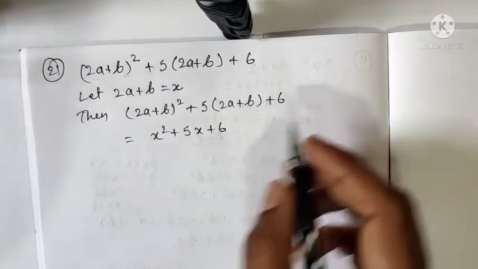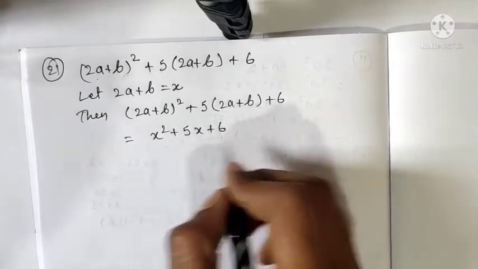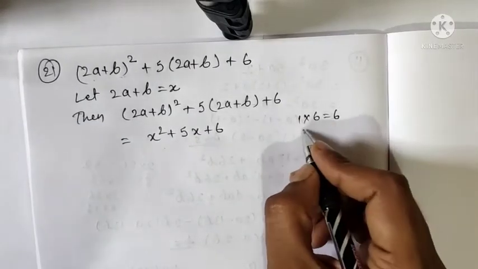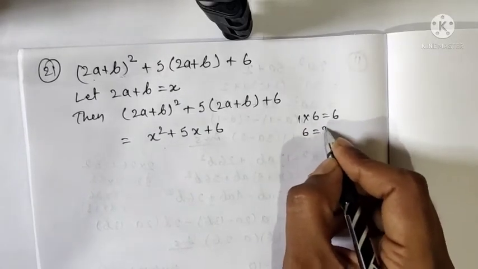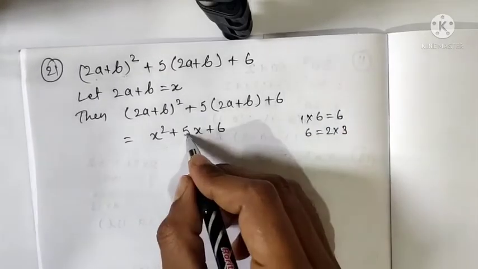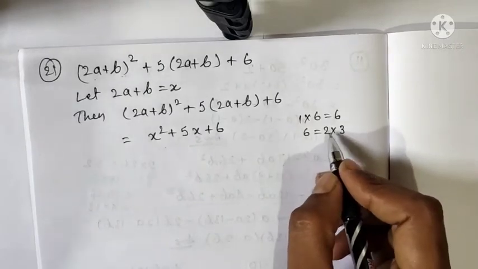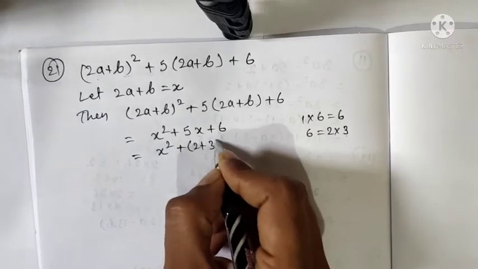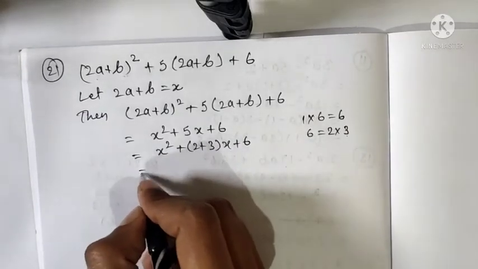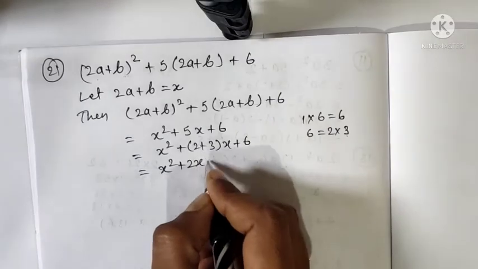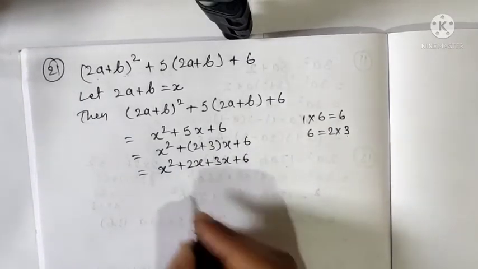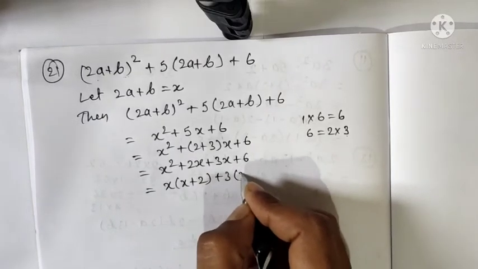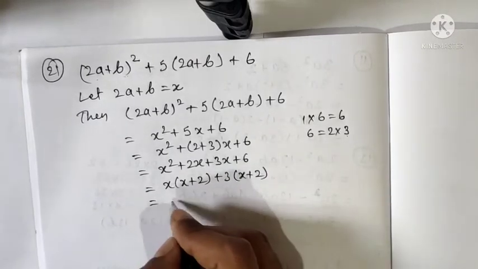Now it is in the form of a trinomial. So we will multiply the coefficient of x square and the constant term, that is 1 and 6. It will be 6. Since the sign of 6 is positive, we have to find the factors of 6 in such a manner that their sum will be equal to 5. And as we know, 6 is equal to 2 into 3, so we will write it as x square plus 2x plus 3x plus 6. Hence it will be x into x plus 2 plus 3 into x plus 2.